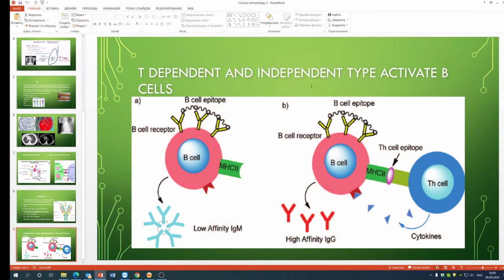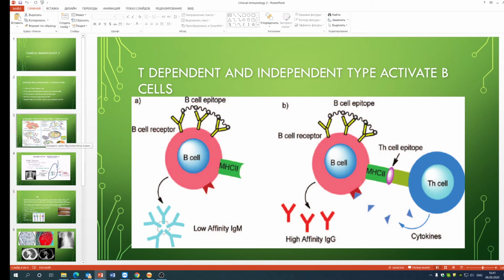T-dependent and T-independent types of activated B cells. B cells produce immunoglobulins, but without activated T cells, and compared with major histocompatibility type 2, B cells produce low affinity antibody such as immunoglobulin M. If the antigen is T-dependent, T helper cells are involved in this reaction; T helper cells, compared with major histocompatibility type 2, activate B cells, and this produces high affinity immunoglobulin G through activated T helper cells and production of many cytokines.